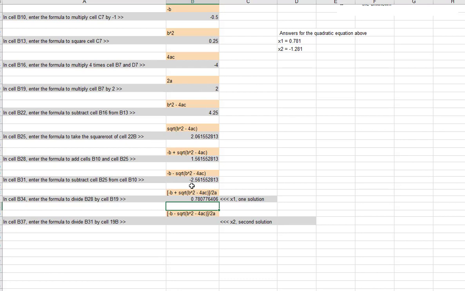Okay, so there's one answer, and that's correct because one answer should be 0.781, or they're close to it. So if we round that, we get 0.781. And then the other answer is all this divided, now the subtraction operation, divided by 2a, which is up here. And we should get negative 1.281, and if we round that, we'll get negative 1.281.